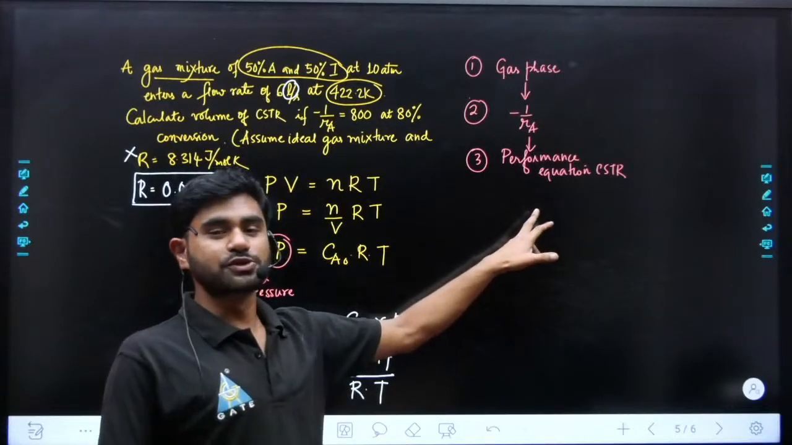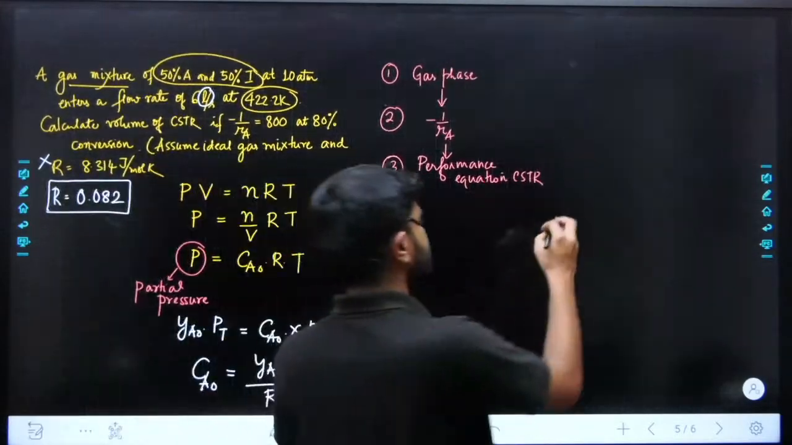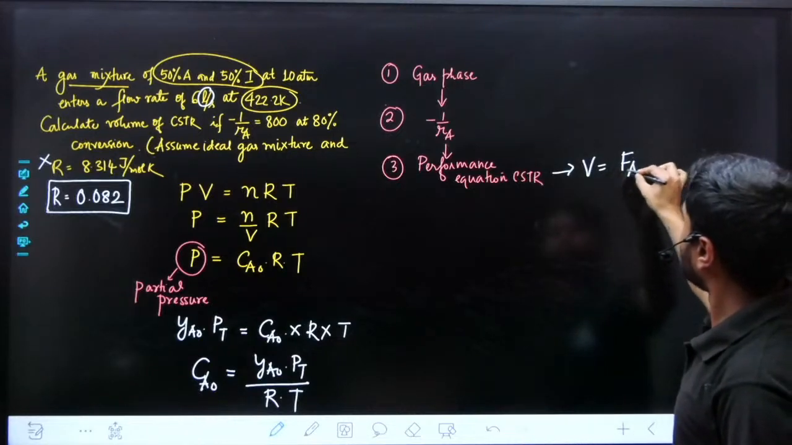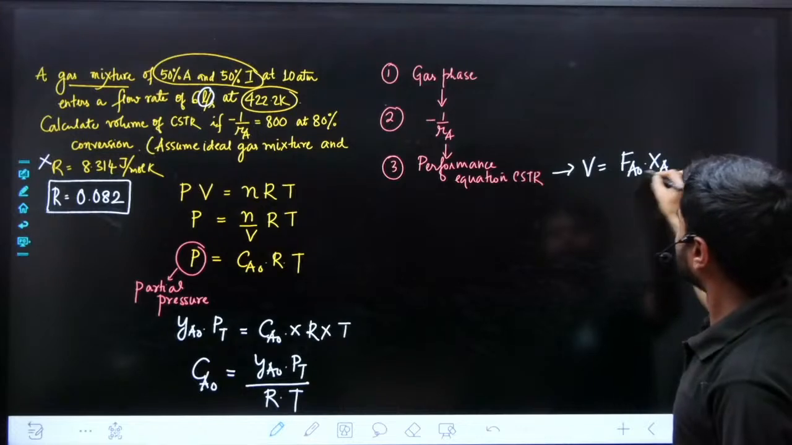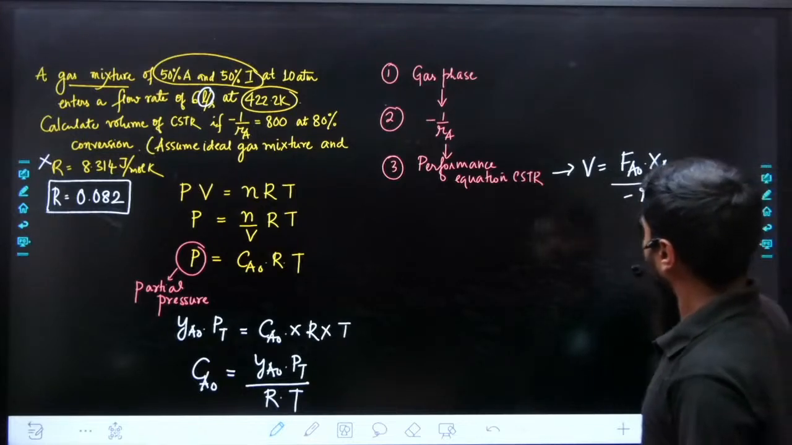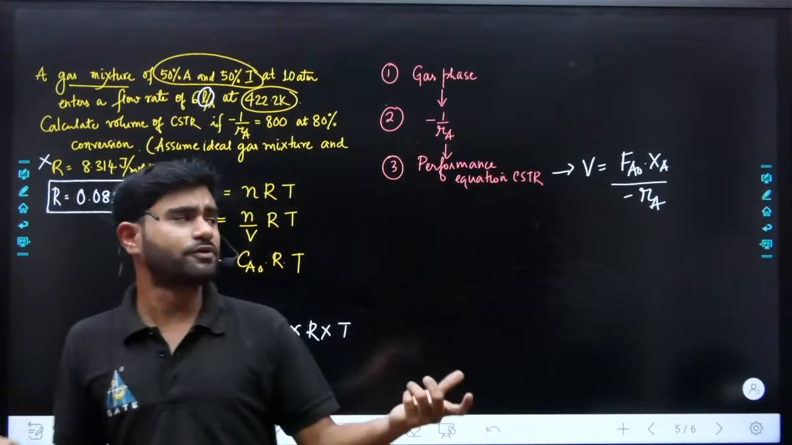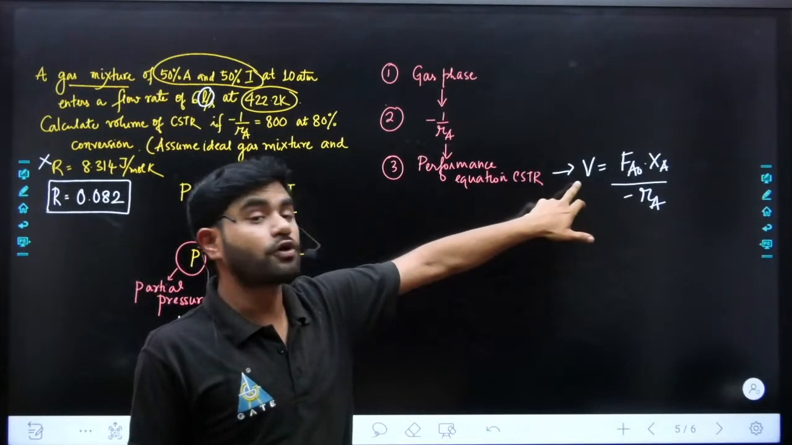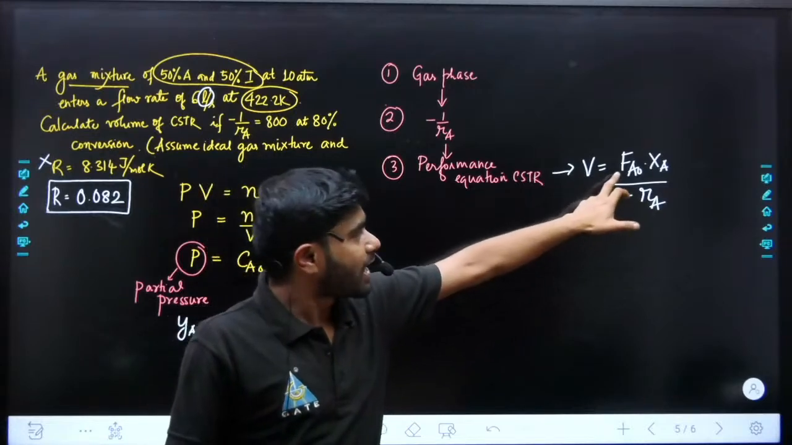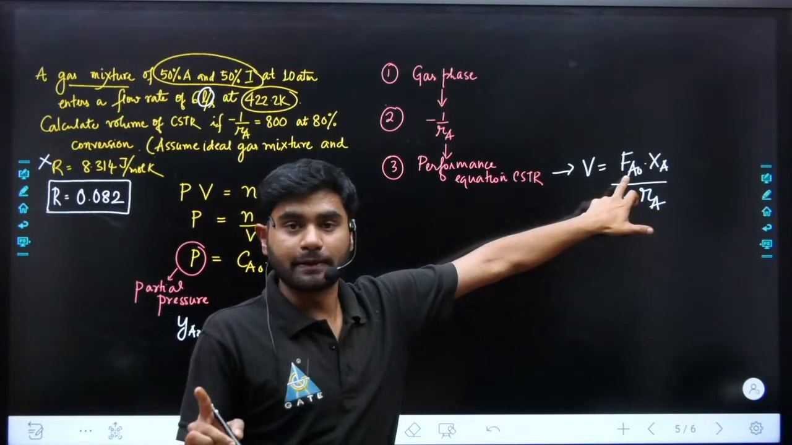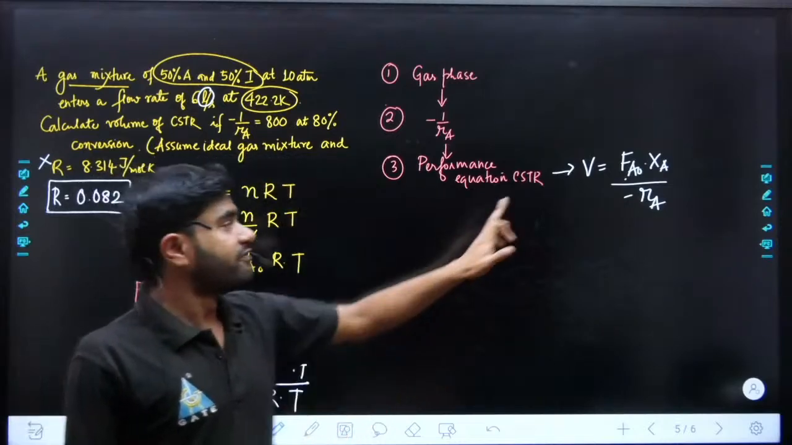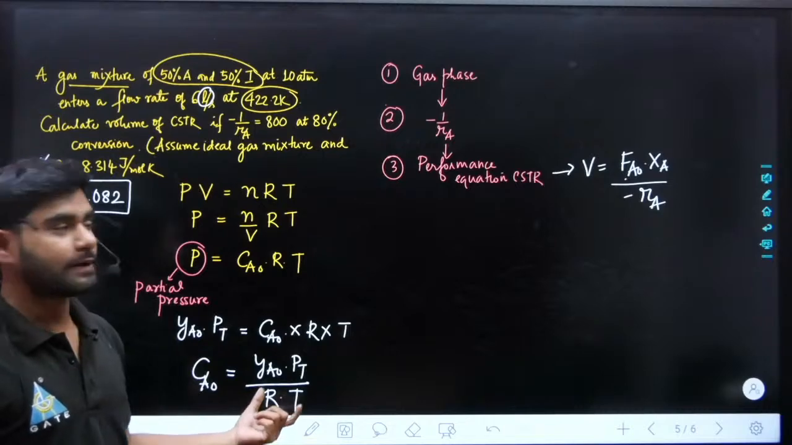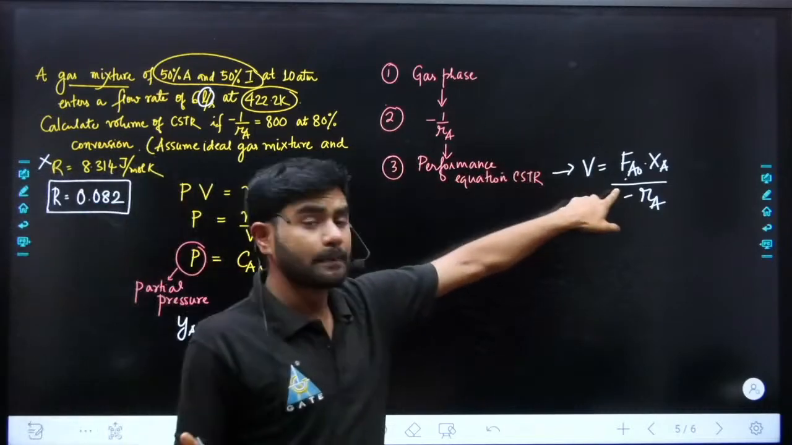If you know the performance equation of CSTR, we know that V equals Fa naught into Xa by minus Ra. We know this formula of the performance equation of CSTR. From this performance equation we can know the volume of the CSTR, so we should have the value of Fa naught. It's not been given here. Fa naught comes from Ca naught. That's why we're calculating Ca naught here. Now Ca naught has to be used here.